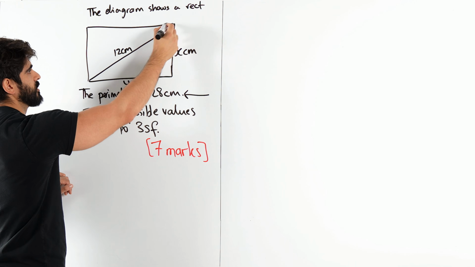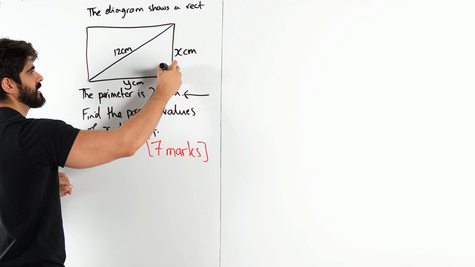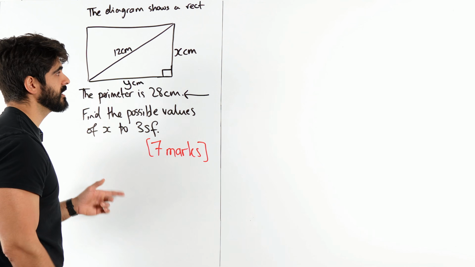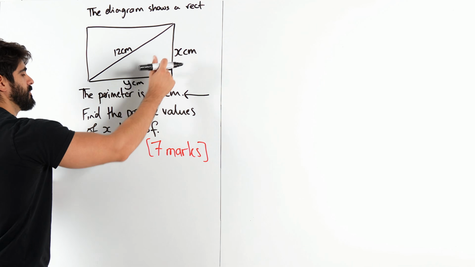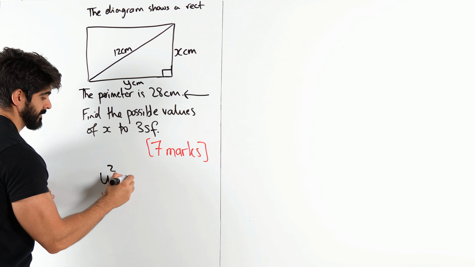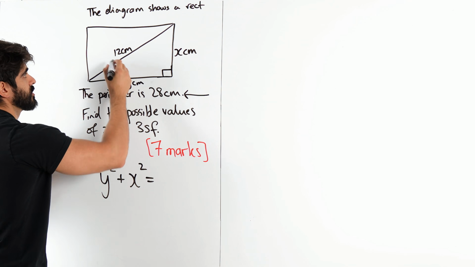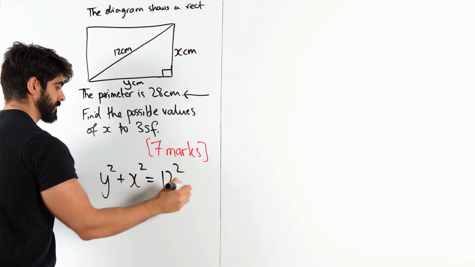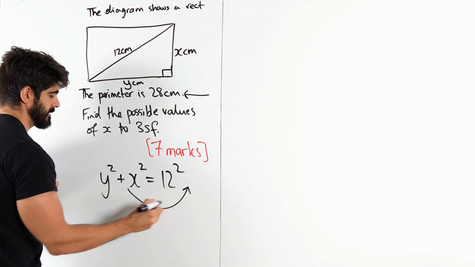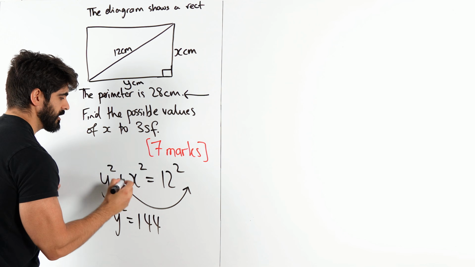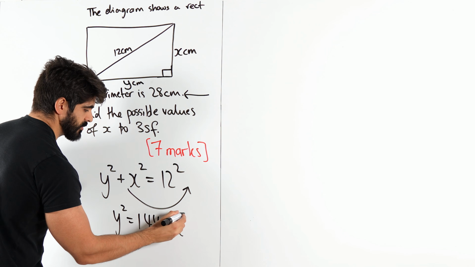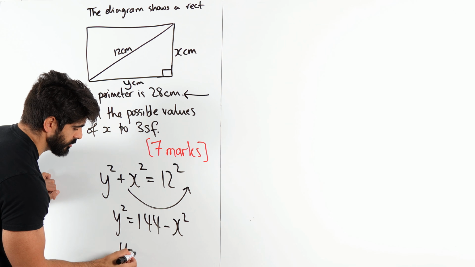Well, here we have a diagonal. Here we're in a rectangle, meaning this is a right angle. Cheeky Pythagoras' theorem. So we're going to say y squared plus x squared is 12 squared. We're rearranging for y. Let's move that over here. So y squared is 12 squared, which is 144. The plus x squared on the other side is minus x squared. So y is the root of all that.